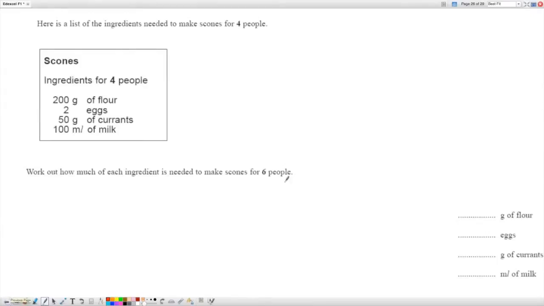Here is a list of ingredients to make scones for 4 people. We're asked for each ingredient to make it for 6 people. So there are a number of ways you might want to do this. I would suggest you first find it for 2, half everything. So we have 100, 1, 25 and 50. Then it's easy to find for 6 because we just add these together. 4 plus 2 makes 6. So 200 plus 100, 300. 2 plus 1, 3. 50 plus 25, 75. And then for the milk, 150.